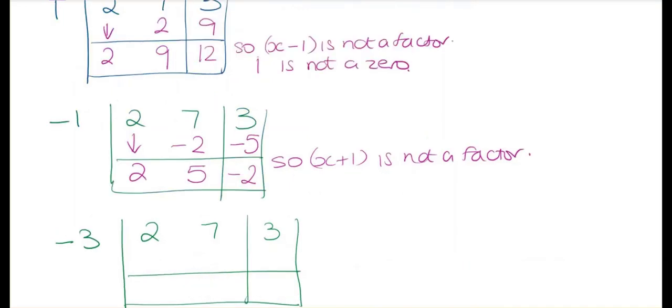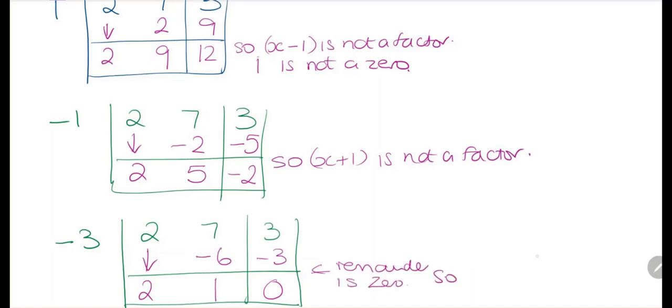So if I was to try minus 3, so bringing down the 2, 2 multiplied by minus 3 is minus 6, 7 minus 6 is 1, 1 multiplied by minus 3 is minus 3, and 3 minus 3 is 0. So the remainder of 0. So we know that x plus 3 is a factor, and minus 3 is a 0.